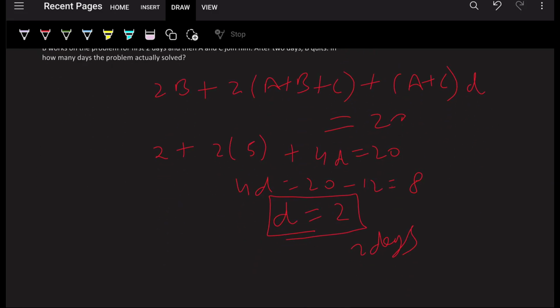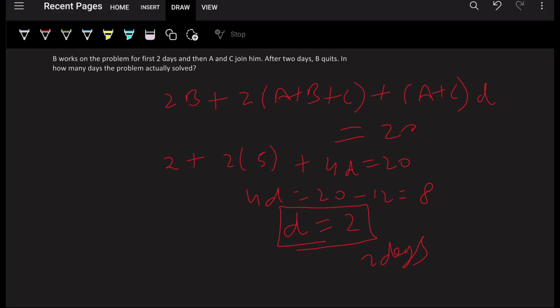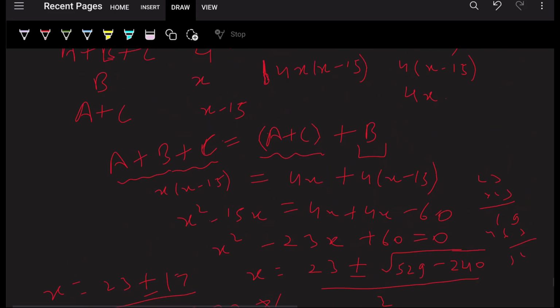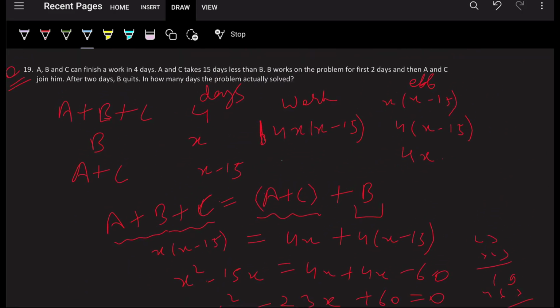So the problem is actually solved in how many total days? It is solved in 2 plus 2 plus 2 is equal to 6 days. It is our final answer. So let us again go through the question, because this is a very important question and it will help you understand the concepts.